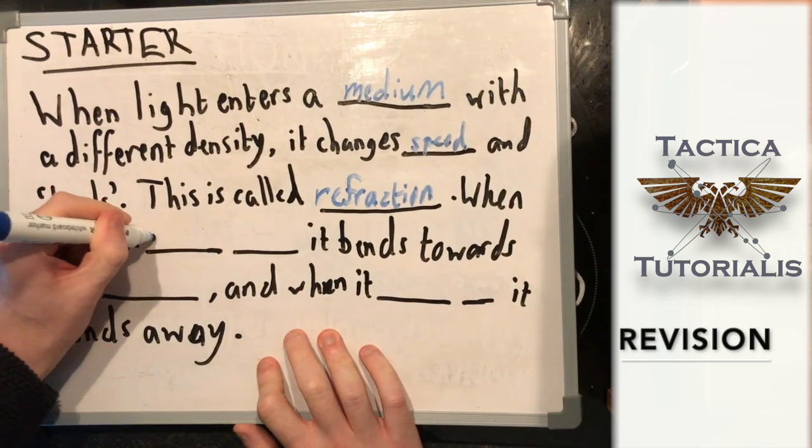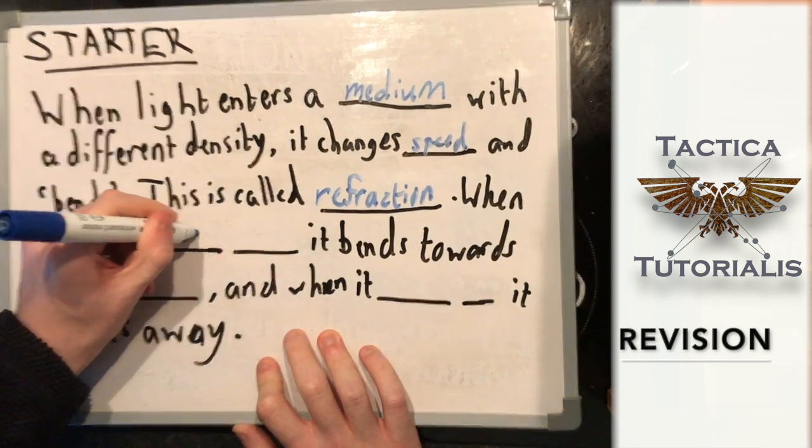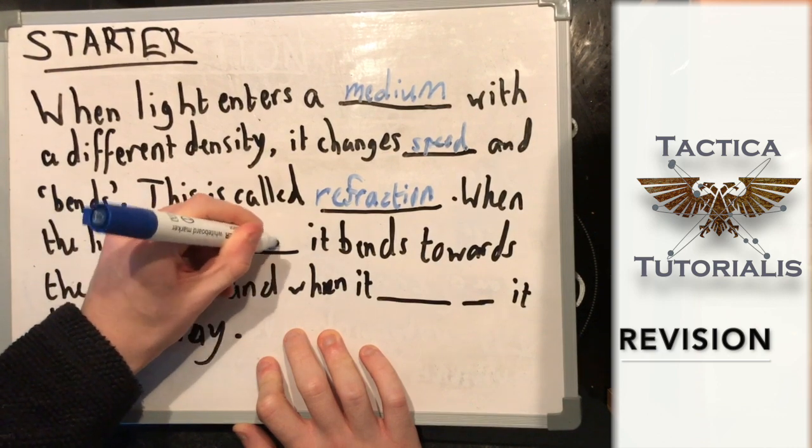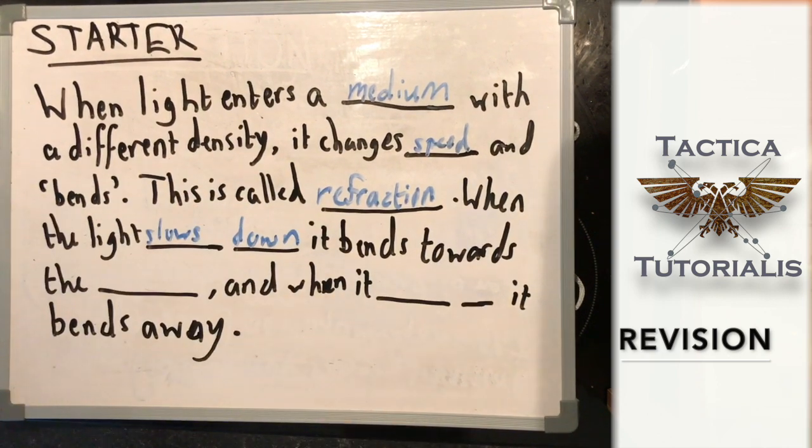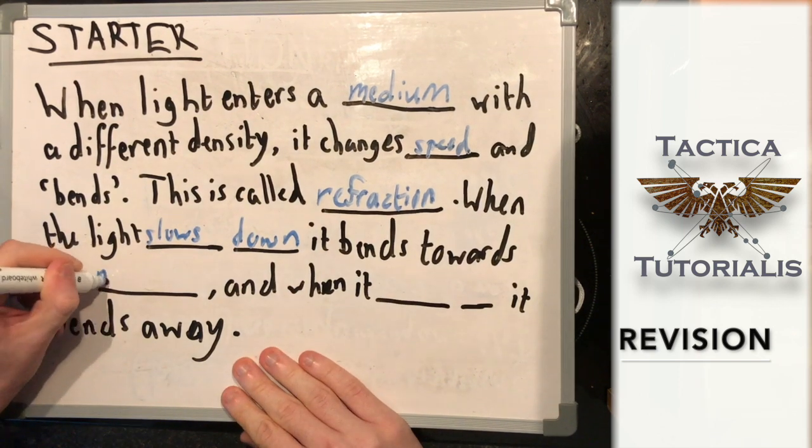When the light slows down, it bends towards what we call, and it's another piece of terminology, the normal.